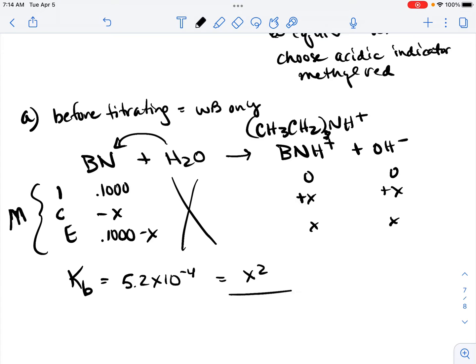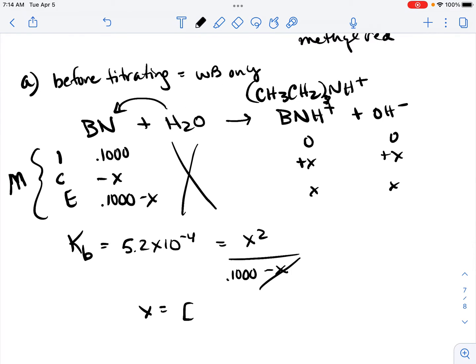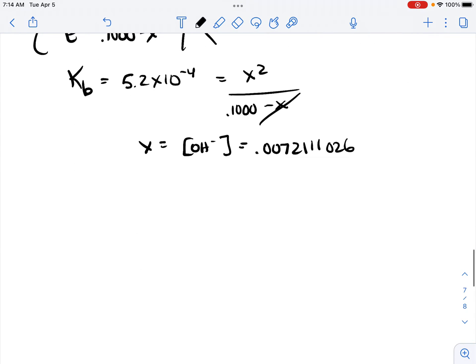And that equals X squared over 0.1 minus X. And I'm going to cross off the X. I'm going to cross multiply and solve. X will be OH minus, and I get an OH minus of 0.0072111026. Now I noticed that this is actually a pretty large number, so I checked percent ionization.